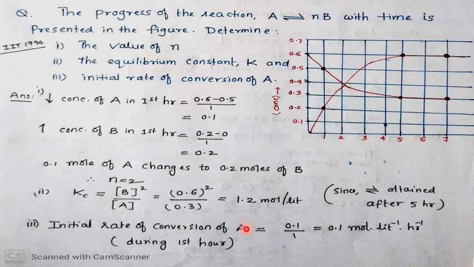Initial rate of conversion of A means take within 1 hour. In 1 hour, 0.1 decrease, 0.1 mole per liter per hour. During the first hour we have to calculate.